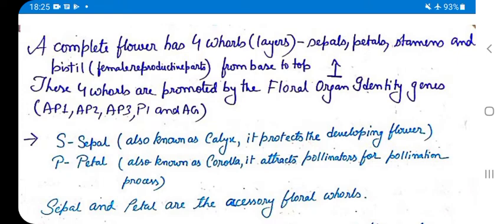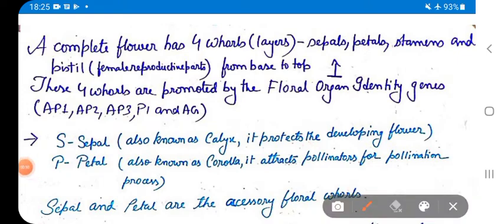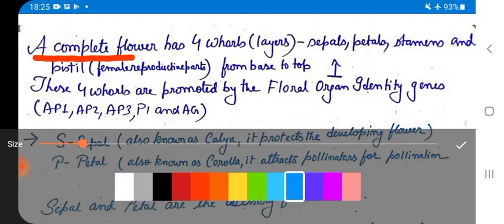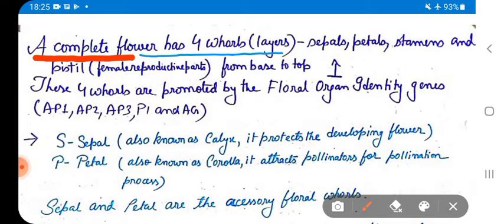If I talk about the flower, a complete flower has four whorls, or you can say four layers. And what are those four layers? Sepals, petals, stamens, which are the male reproductive part of the flower, and pistil, which is the female reproductive part. If I see from the base to the top, this type of arrangement of the flower occurs, right?